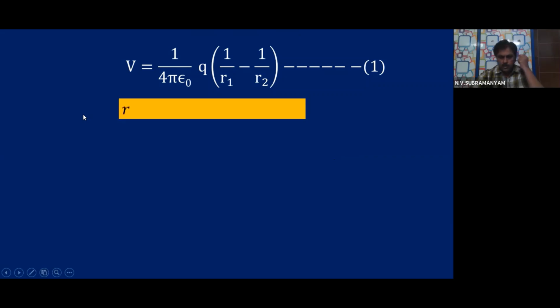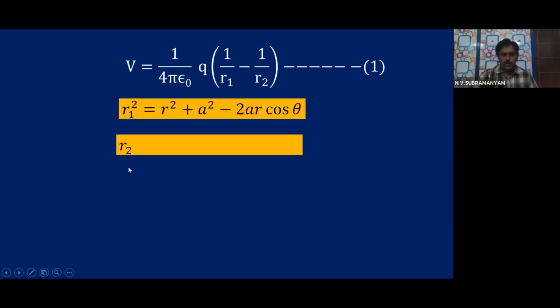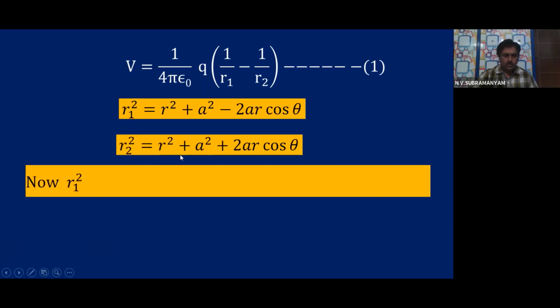Similarly, R1 square is equal to R square plus A square minus 2AR cos theta. R2 square is equal to R square plus A square plus 2AR cos theta. Now tell me, I am taking R1 square and see how I am simplifying.